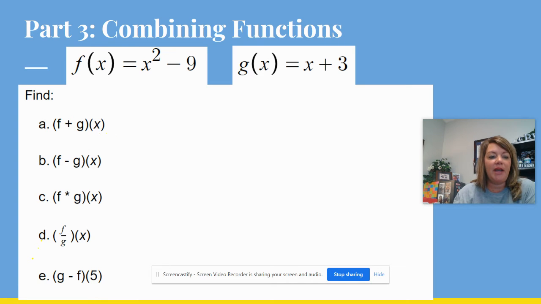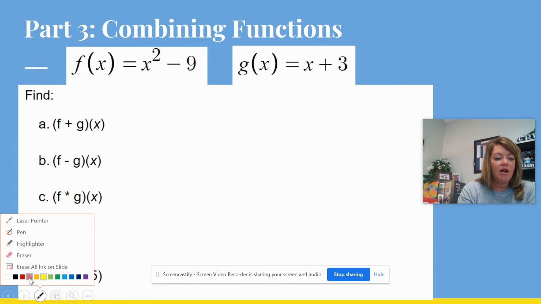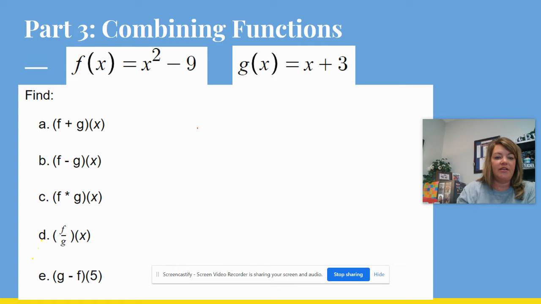All right, guys, we're going to do some combining functions. We're going to do all these operations that we know how to do. We're going to add and subtract and multiply and divide. And then we're going to do one that's one of something else. Okay, here's my pen. All right, let's work through these together.